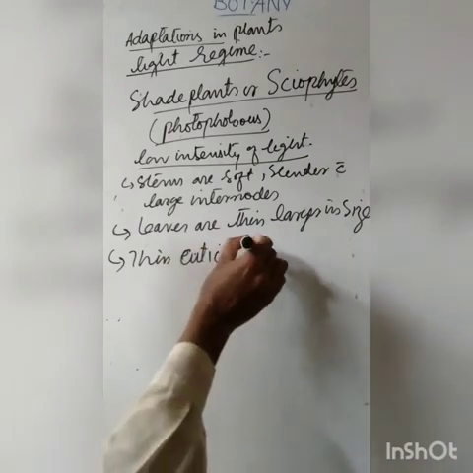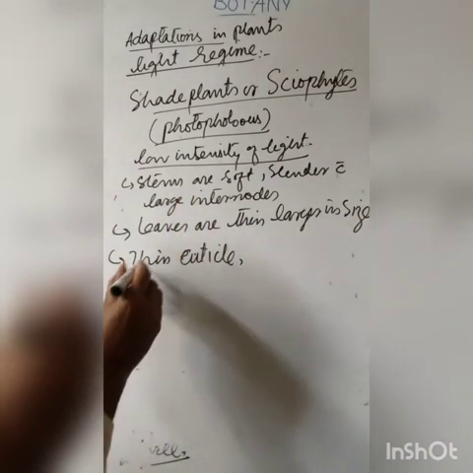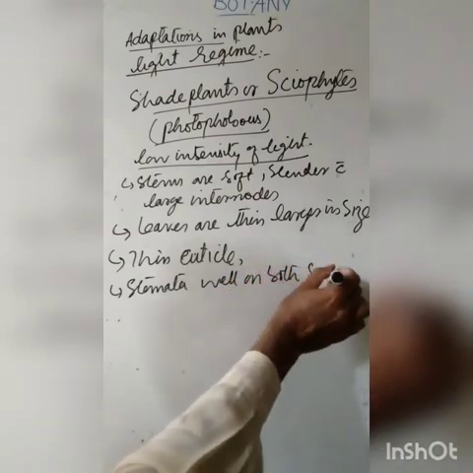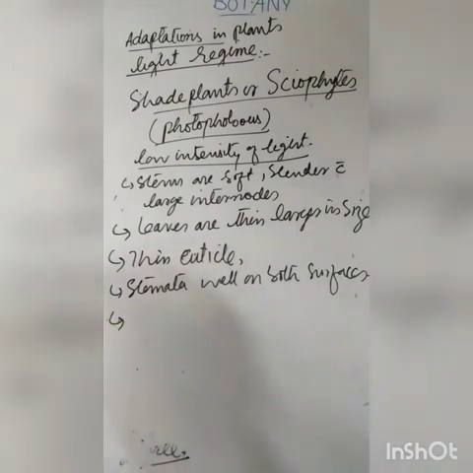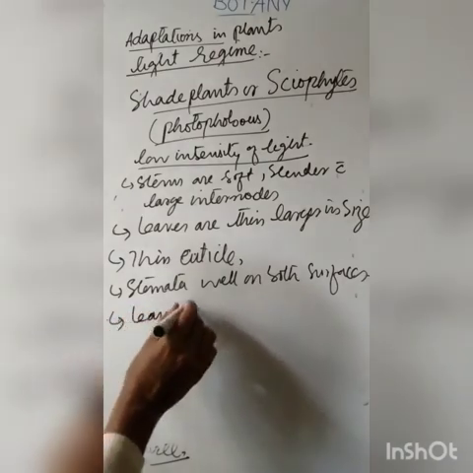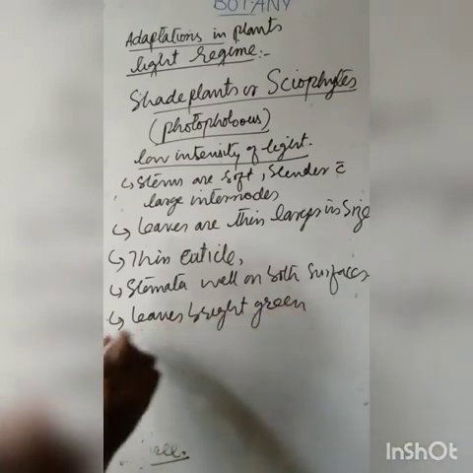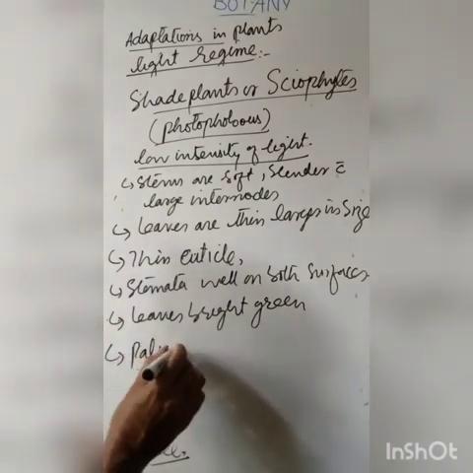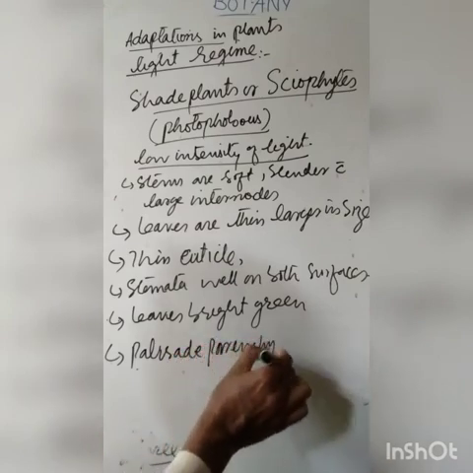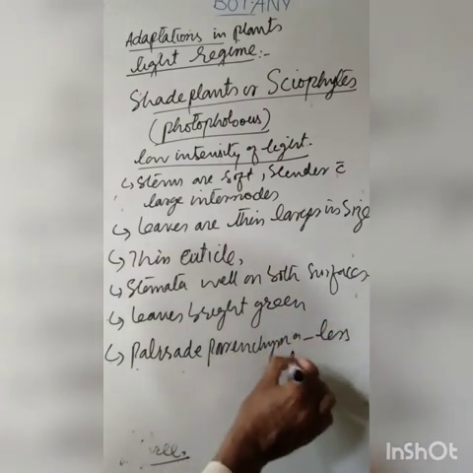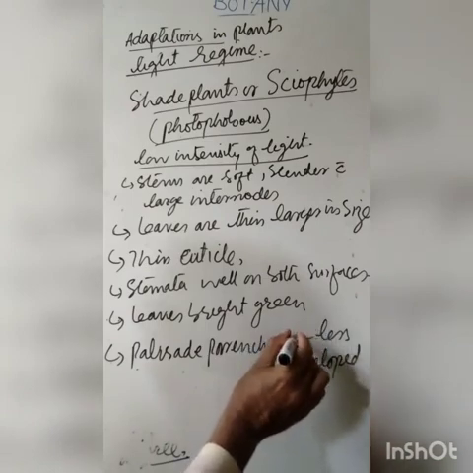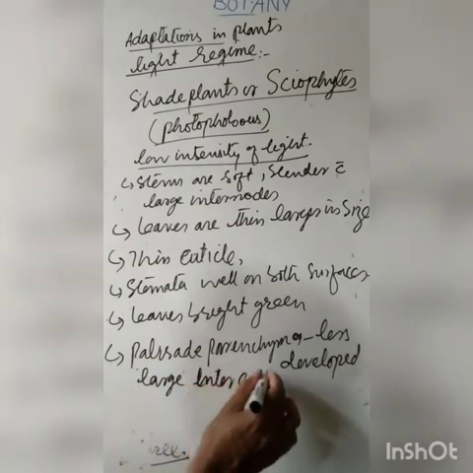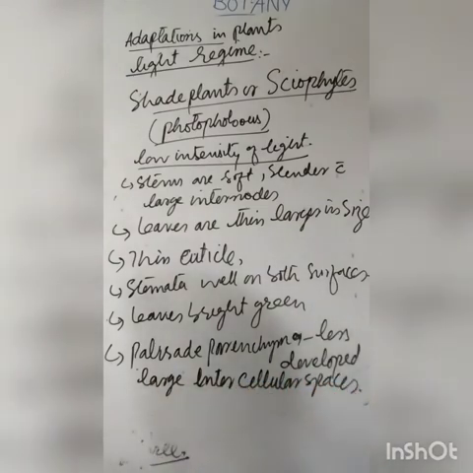Stomata are present on both surfaces. Leaves are bright green in color. Palisade parenchyma is less developed, with large intercellular spaces.